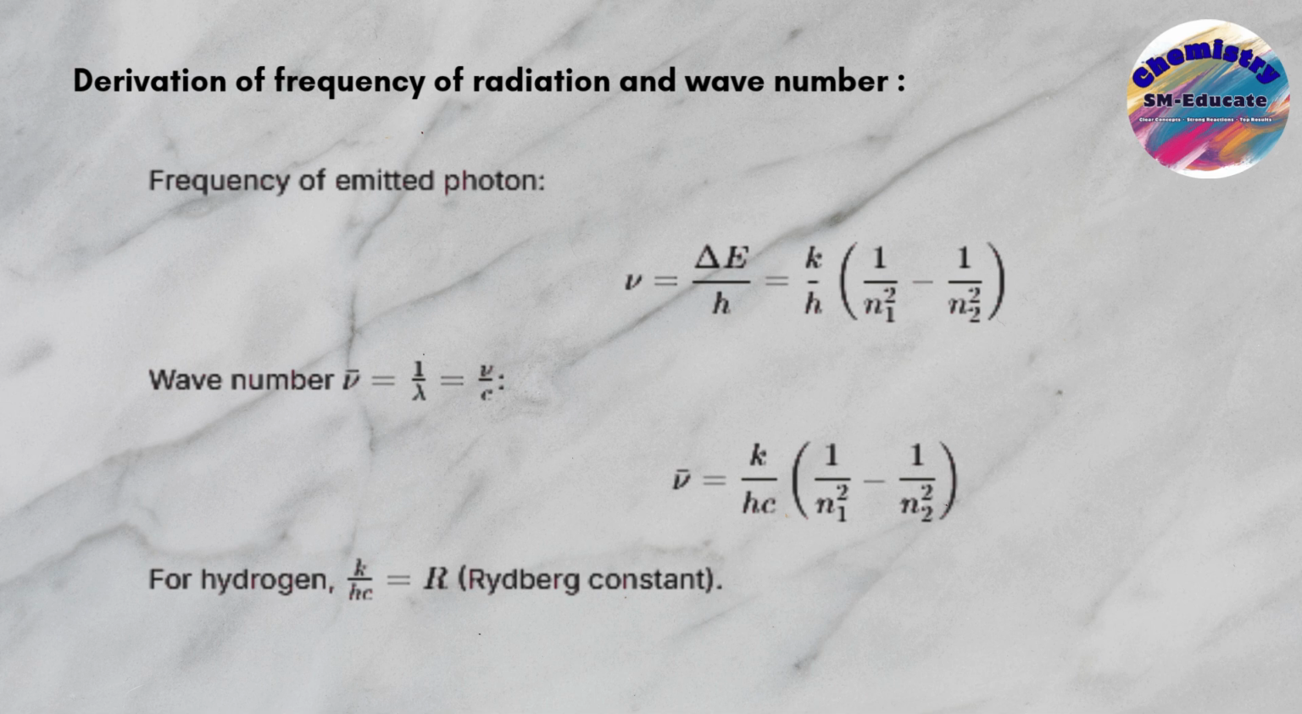Fifth, final Rydberg formula. For hydrogen, the constant k divided by hc is exactly equal to the Rydberg constant, so we arrive at the final expression: wave number equals R times the quantity 1 over n1 squared minus 1 over n2 squared. This is the famous Rydberg formula, which predicts the wave numbers, or inverse wavelengths, of spectral lines for hydrogen. n1 equals lower orbit, final state; n2 equals higher orbit, initial state.